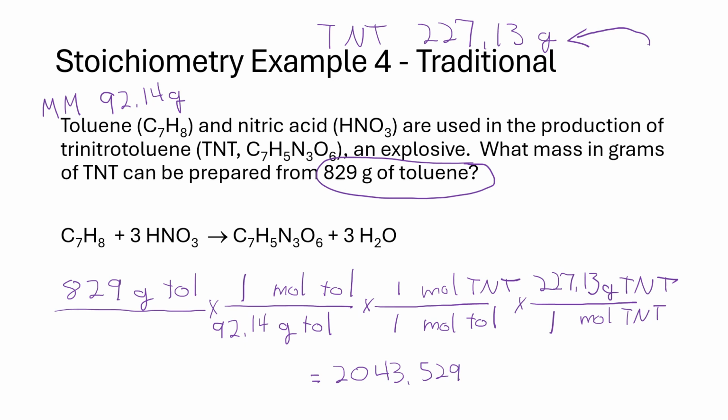The given, the 829, only has 3 sig figs, so I'm going to round that to 3. 1, 2, 3, which means I'm rounding to the tens place. This would round to 2040. And in terms of units, grams of toluene have canceled, moles of toluene have canceled, moles of TNT canceled. That's going to leave grams of TNT.